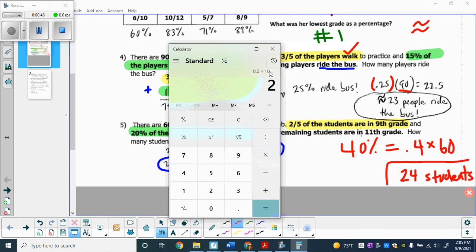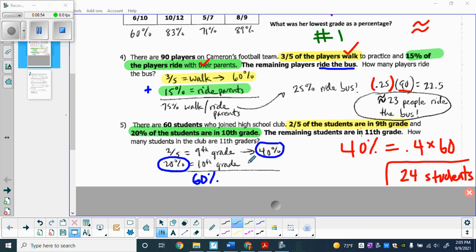Oops, I did 10th. I did 10. It was 20% of 60 kids. There we go. So 12. So it looks like we had 12 people who were in this grade. And 40% we already calculated was 24. So let's just add them up and see if that adds up to 60 kids total.